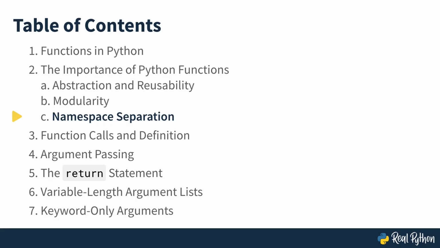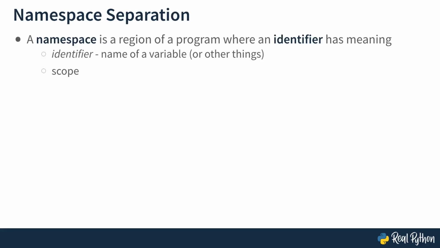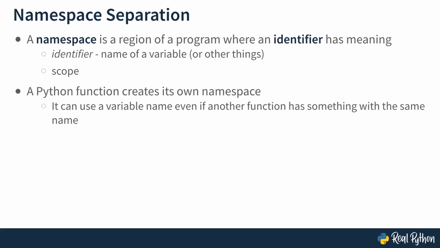Another reason to use functions is that they provide namespace separation. A namespace is a region where an identifier, variable of some kind, has meaning. This is often also referred to in some programming languages as the scope of an identifier. A Python function creates its own namespace. So any names, any identifiers, any variables that you create within that function are limited to that particular function's use.